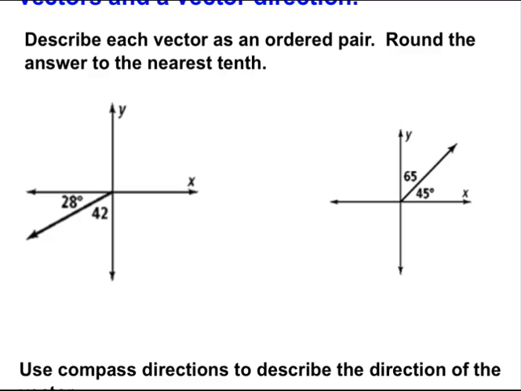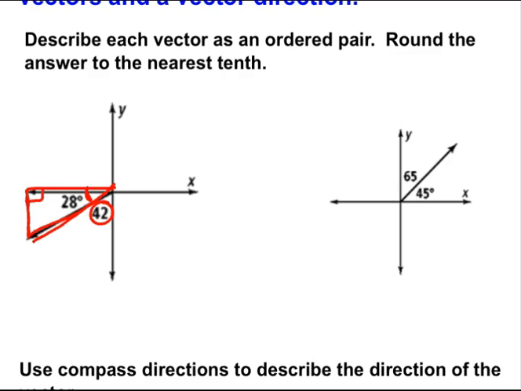Okay, and so what you want to do is you want to make a triangle. If I know that 28 degrees is the angle right here, I want to bring the end of that vector up to the x-axis because that angle is made with the x-axis. The reason why is because that then creates a right angle, and now I have a right triangle with an angle of 28 degrees, and this 42 is actually the length of my hypotenuse.